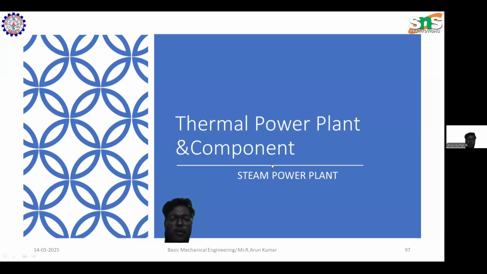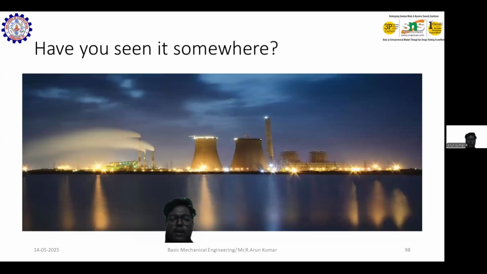The thermal power plant is also called a steam power plant. Both have the same meaning, steam and thermal power plant. So we have to see how the thermal power plant works. This is the overall view. Whenever you see a thermal power plant, it looks like this.